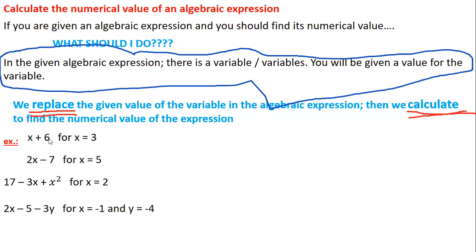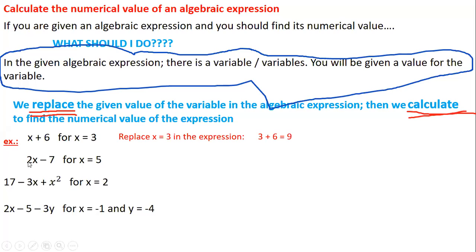x plus 6. I want to find the numerical value of this algebraic expression for x equal 3. So x in the algebraic expression should be replaced by 3. We replace x here by 3, so we write 3 plus 6. Then we calculate, which is 9.